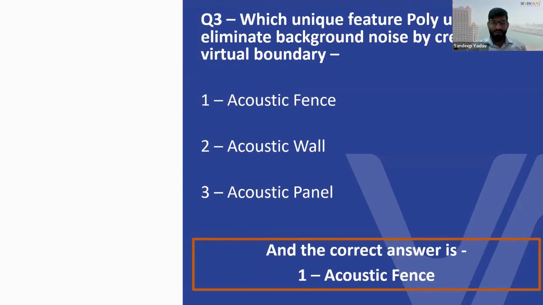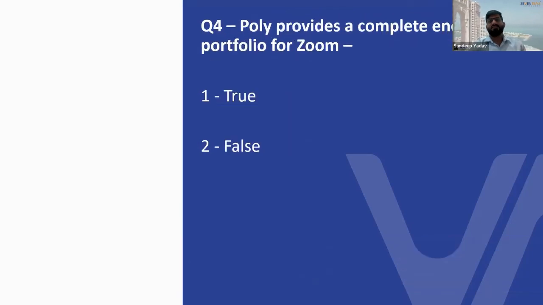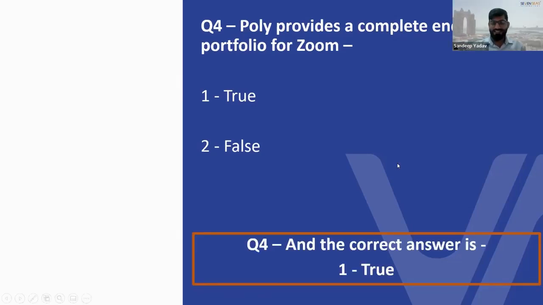So now let's move to question number 4, the last question of this quiz. The question is, does Poly provide a complete end-to-end portfolio for Zoom? I know, a very obvious answer. You kept very easy questions, Sandeep. Yeah, we want people to win. Excellent. So let's see the answer for this question. Oh, it is true. I think it was false.